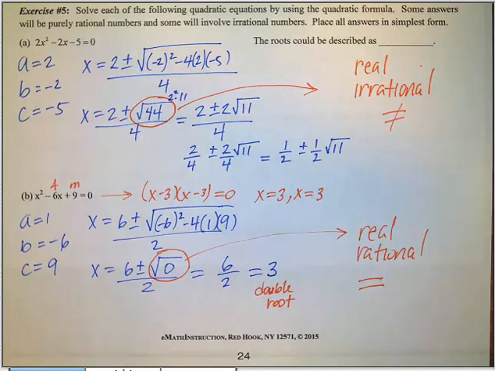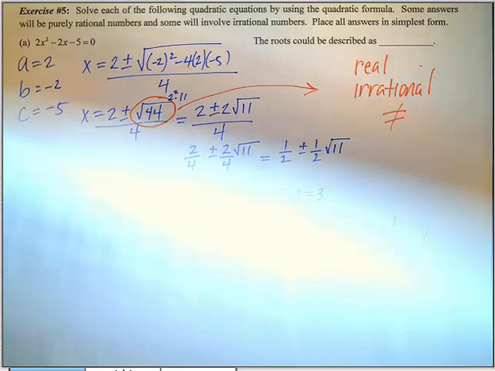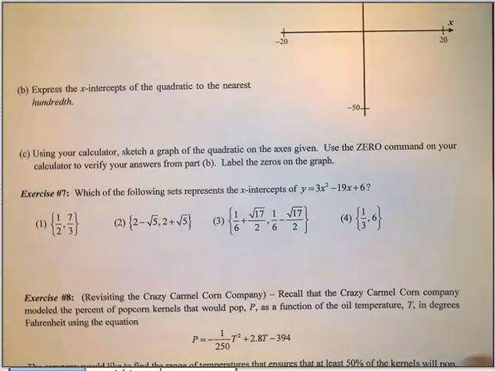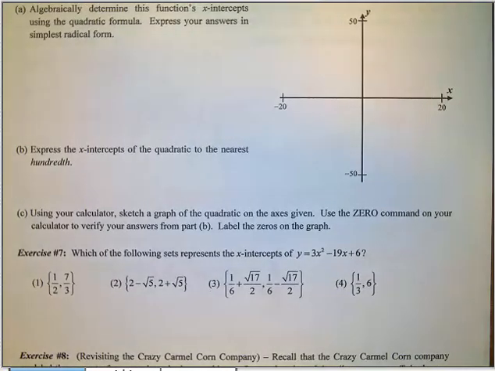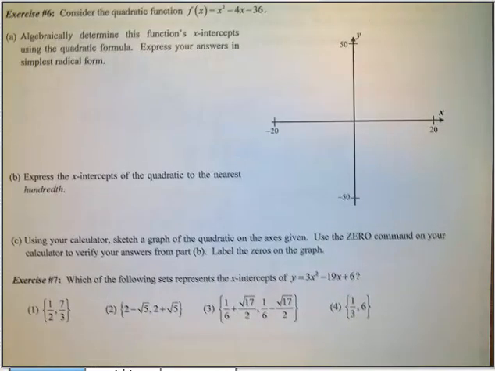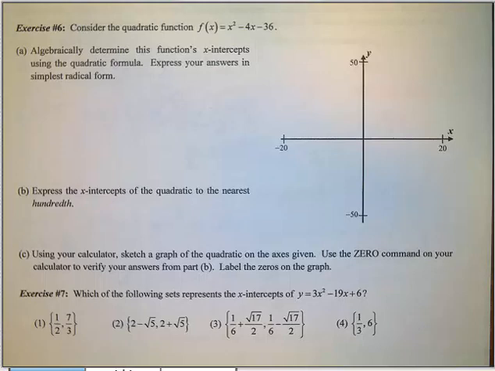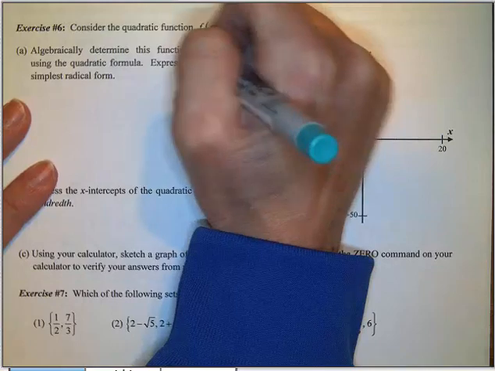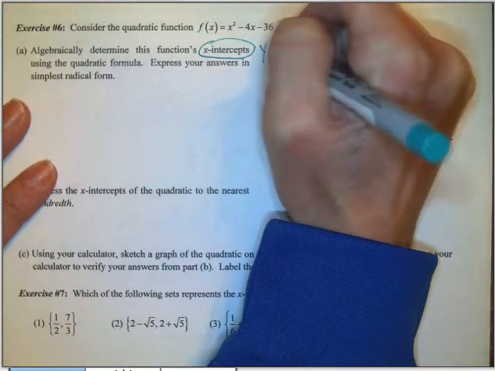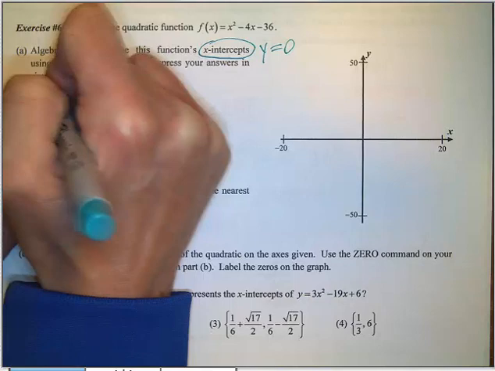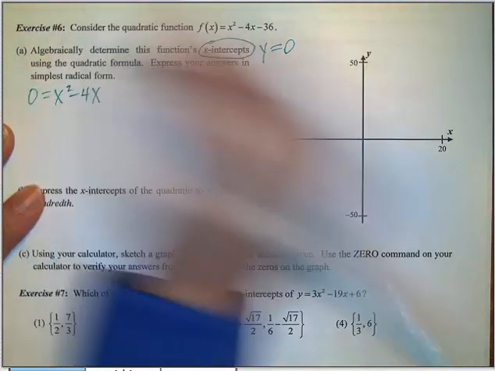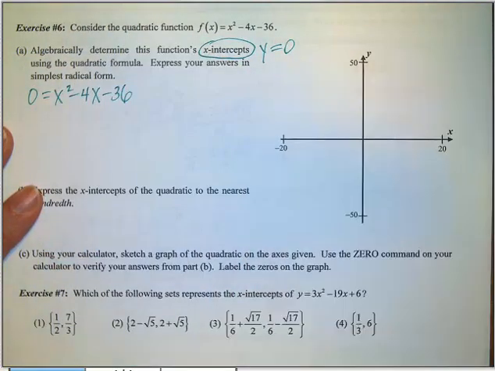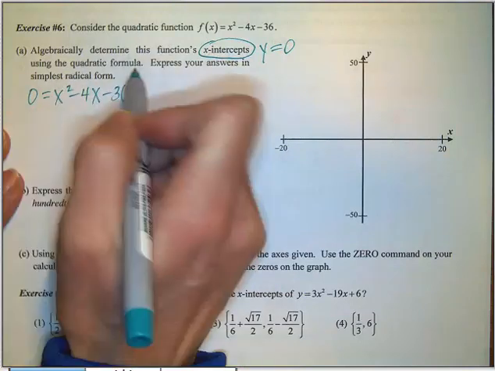All right, last page of notes. Exercise 6. Consider the quadratic function f of x equals x squared minus 4x minus 36. Algebraically determine this function's x-intercepts using the quadratic formula. Now remember, x-intercepts means y equals 0. So we have 0 equals x squared minus 4x minus 36. They want us to use the quadratic formula, and we are going to get a radical.